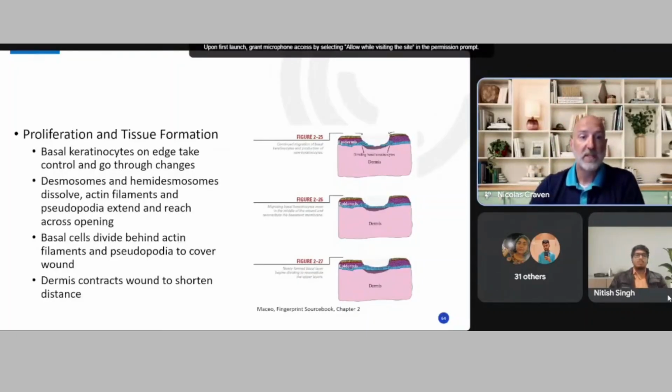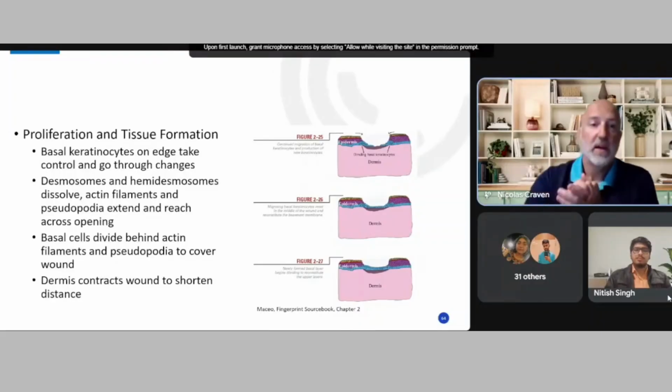So the basal keratinocytes are those basal cells, those base layer cells, the ones that are going to start taking control. They're going to start going through some changes to then work on covering that area to get yourself back into normal form. So what will start to happen is the desmosomes and hemidesmosomes will start to dissolve, and certain filaments and pseudopodia will start to extend.